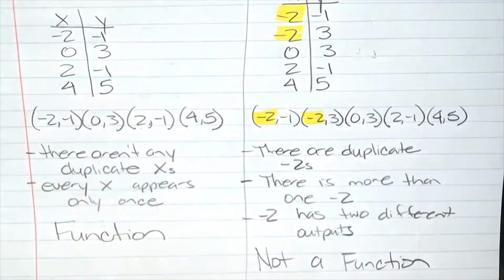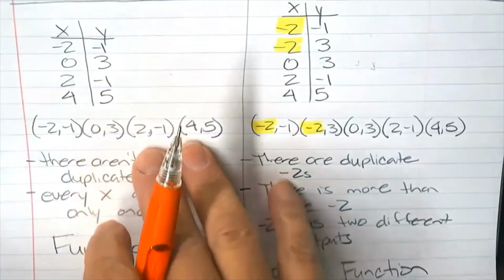Okay, now we know what a function and not a function looks like. I have 2 more examples for you, and they're going to look familiar. At least I hope they look familiar.